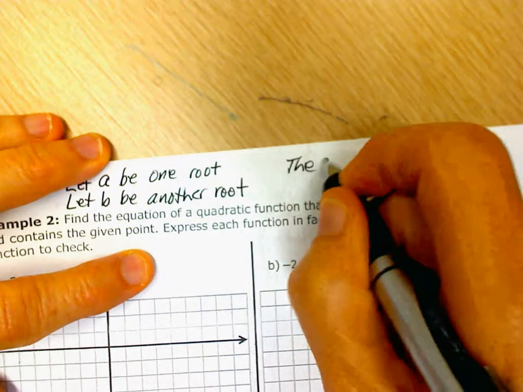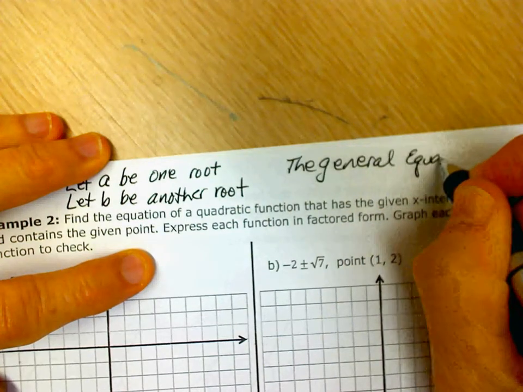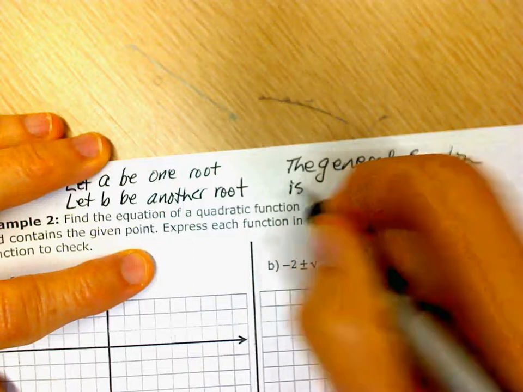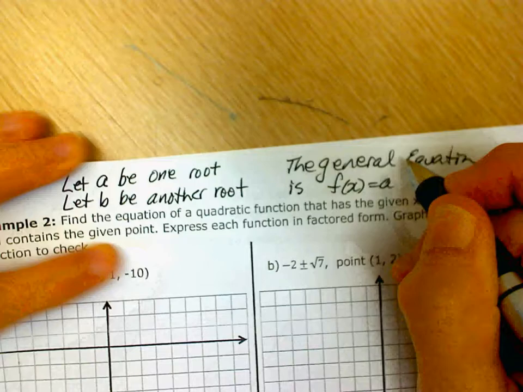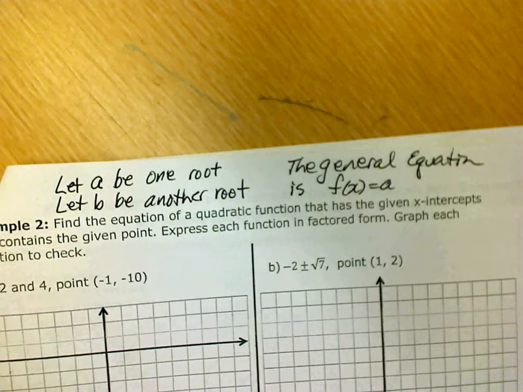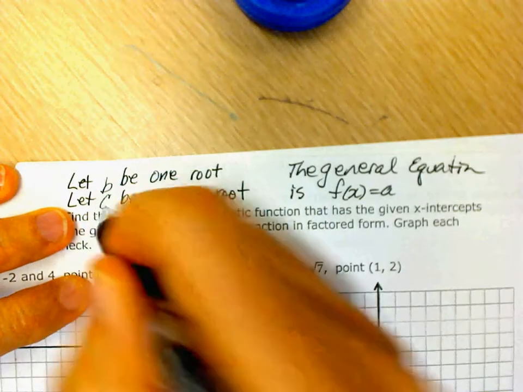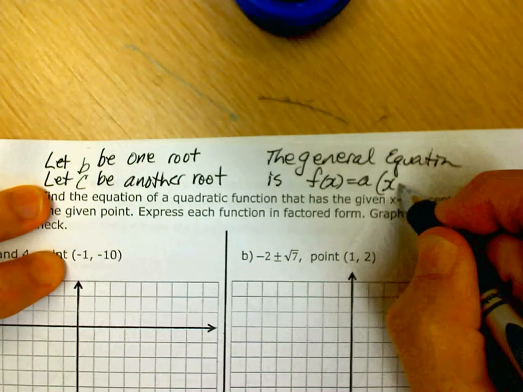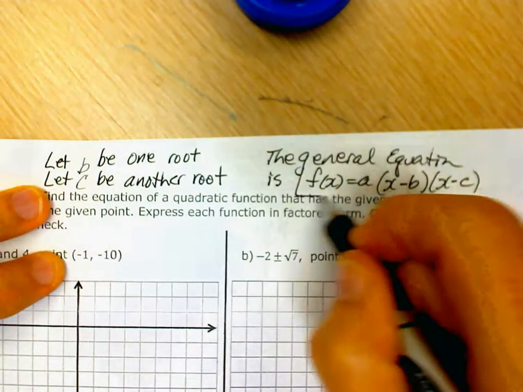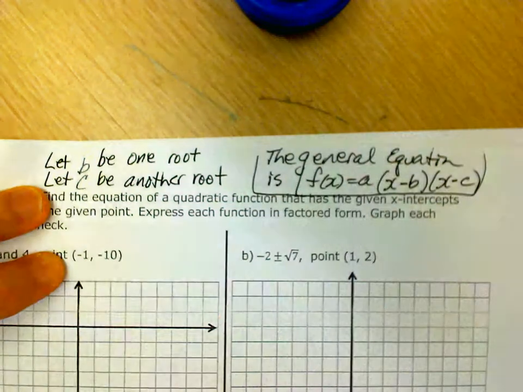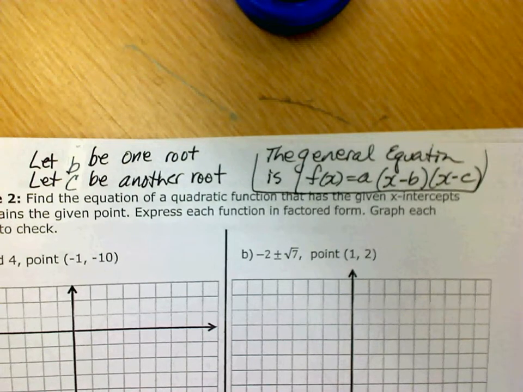The general equation is f(x) equals a. I better call this something else because we need different symbols. I'm going to call them b and c. So it'll be x minus b and x minus c. So that's your general overall format for this type of thing, okay? I'm just trying to keep it simple.